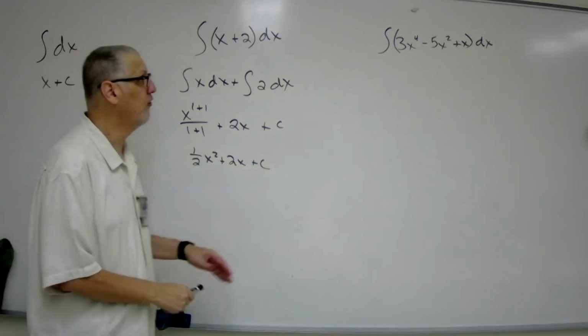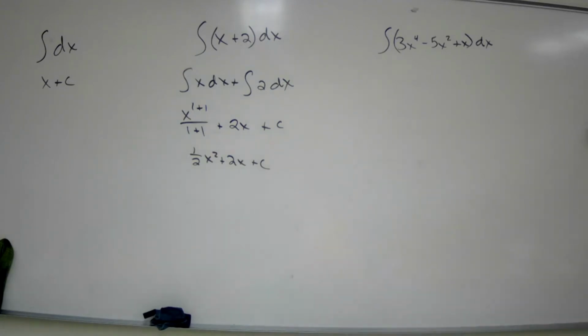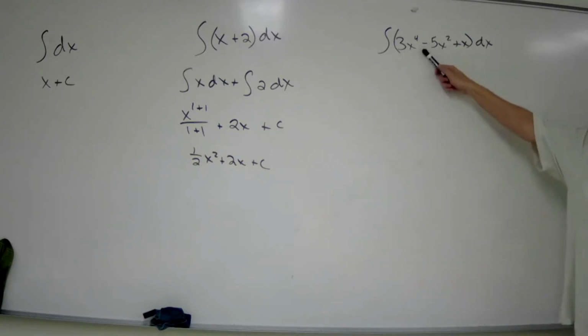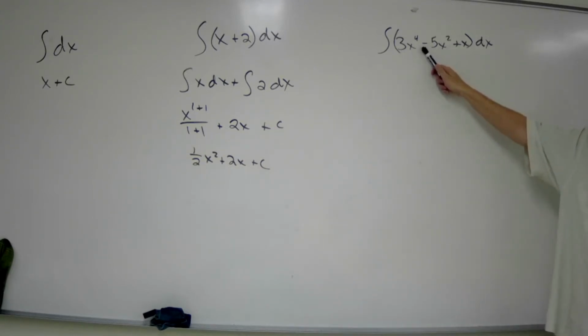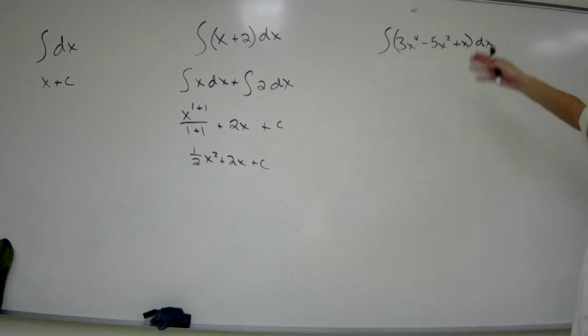All right. So over here, what rule am I going to use? I just said it. The sum rule. The last one I just said. The sum rule, and also the difference rule. Yeah, you're right. We're going to use the sum rule and the difference rule, which basically says we're just going to do each part by itself.